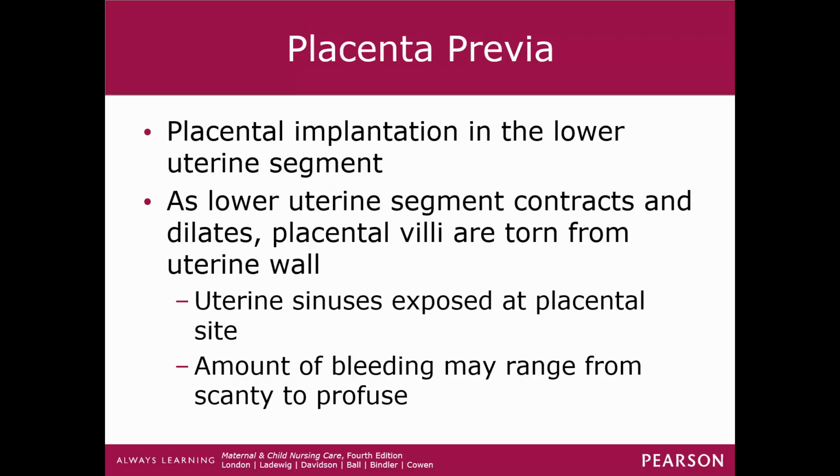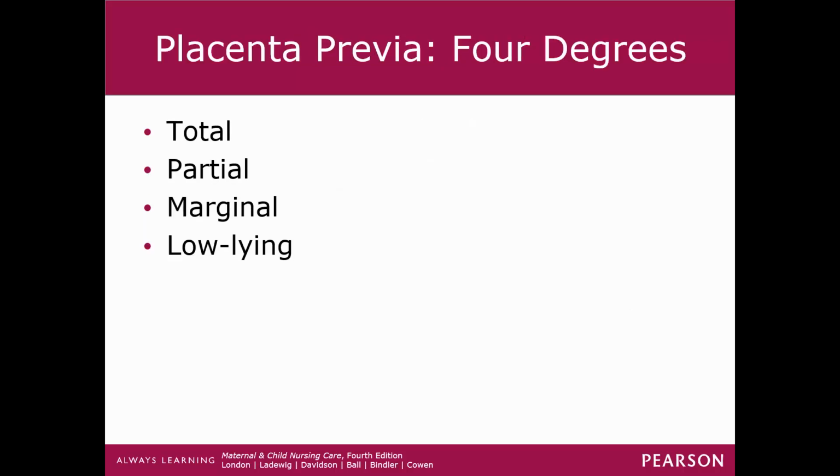It's a bleeding issue and it could be very severe and life-threatening. So this is what they are. A placenta previa is an abnormal implantation of the placenta in the lower part of the uterus. And there's different degrees of placenta previa. So there could be a total placenta previa, a partial, a marginal, and a low-lying. Those terms relate to where that placenta is in relation to the cervix.